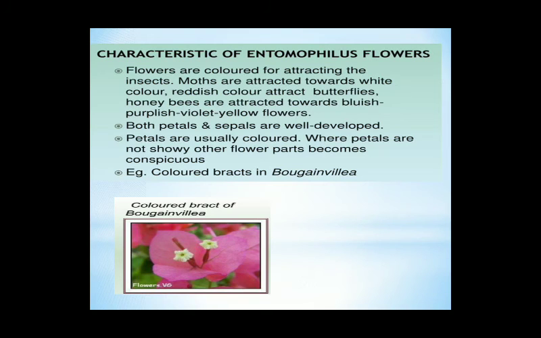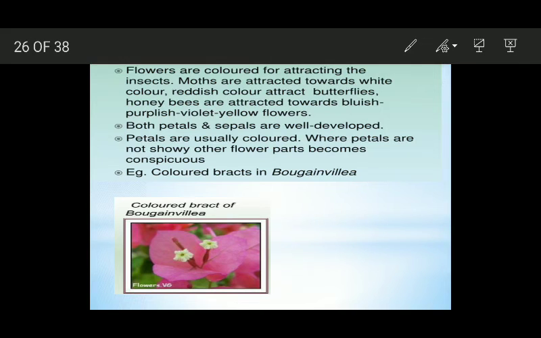Now, the characteristics of entomophilous flowers. Some important characteristics. The first one is the flowers are colored for attracting the insects. Moths are attracted towards white color. Reddish color attracts butterflies. Honeybees are attracted towards bluish, purplish, violet, yellow flowers. So different insects get attracted towards different colors.